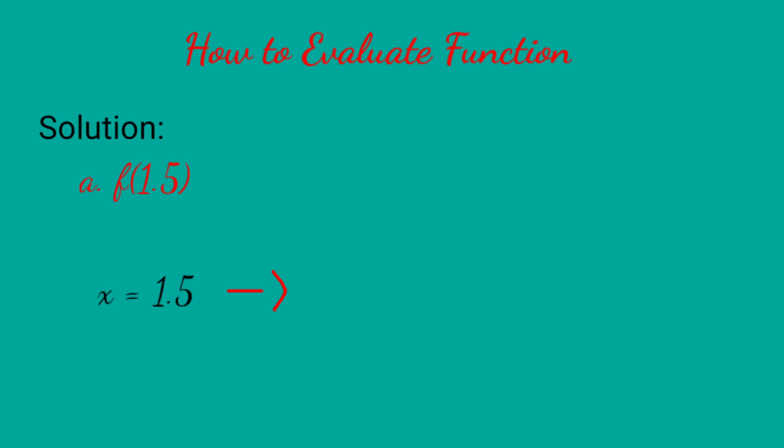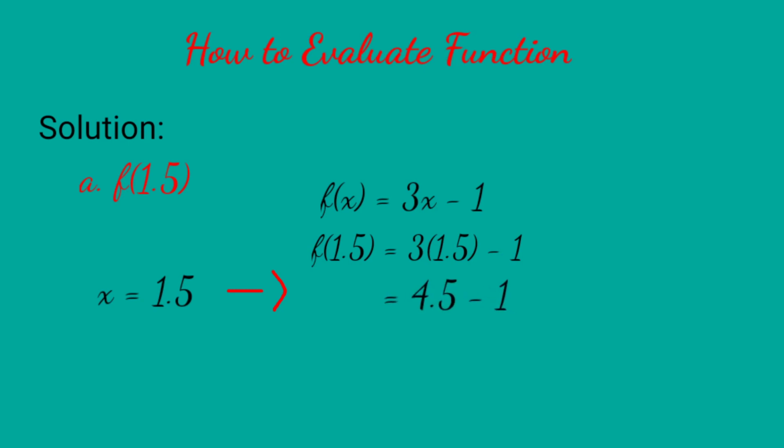O, calculate natin, we have f of x equal to 3x minus 1. Ang gawin nyo lang dito is substitute nyo lang tong x dun sa mga x na nasa loob ng function natin. So, we have f of 1.5 equal to 3. Substitute natin tong x dito sa x na to, we have 3 times 1.5 minus 1. So, 3 times 1.5 is equal to 4.5 minus 1. Then, this is equal to 3.5. So, our output or our y is equal to 3.5.